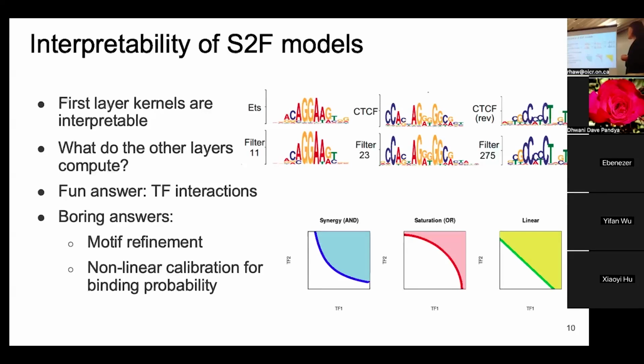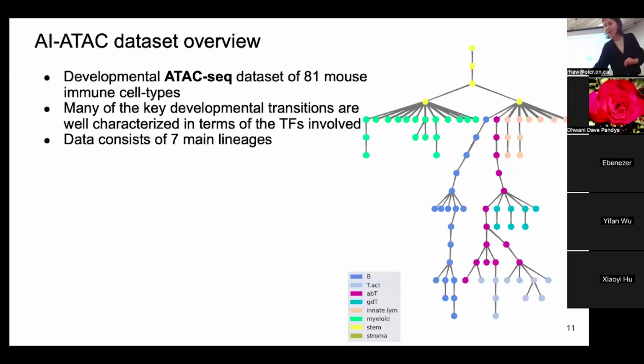And even if we are capturing interactions, we don't really know what kind of interactions we're getting, because we can have a linear effect, which is no interaction. We can have a synergistic effect, which is the kind of thing we get very excited about. But actually, an OR function is also nonlinear, right? You need nonlinearity to capture OR. And it's actually pretty hard to get this information out of the network.